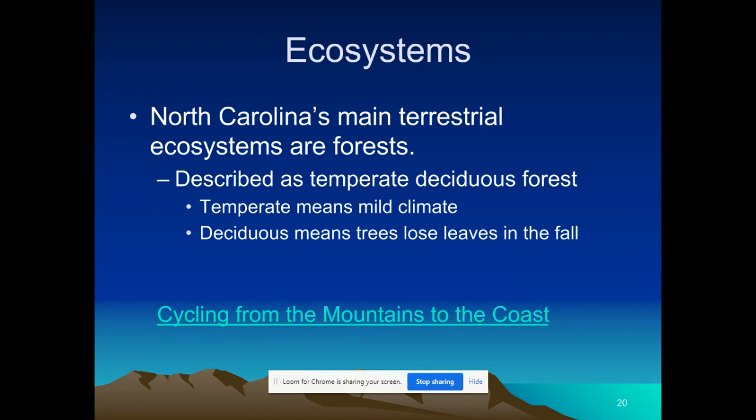Okay, North Carolina's main terrestrial ecosystems are forests. They're described as temperate deciduous. Temperate means it's a mild climate. Y'all know our weather in North Carolina. It can be cold one day and hot the next. Deciduous means the trees lose leaves. I said that earlier. Here's a picture of a video of some guys cycling from the mountains to the coast, and you can see the different ecosystems in North Carolina.